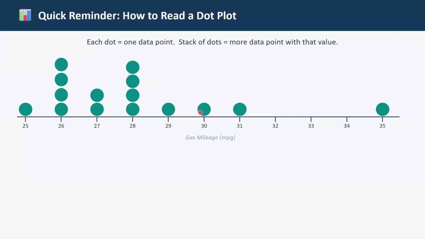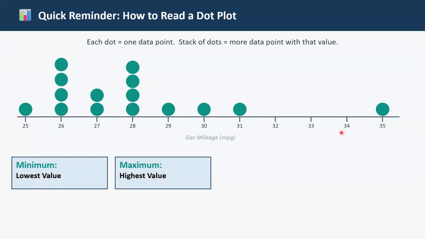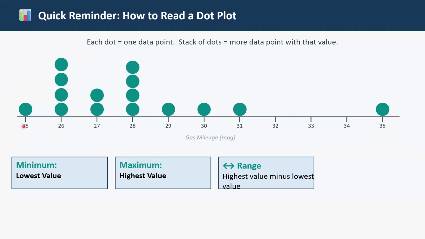From the dot plot, we can identify the following. The minimum, which is the lowest value. From the graph, we can see 25 is the lowest value. Similarly, we can find the maximum. From the graph, we can see 35 is the maximum value. We can also find the range of this data, which is basically 35 minus 25.